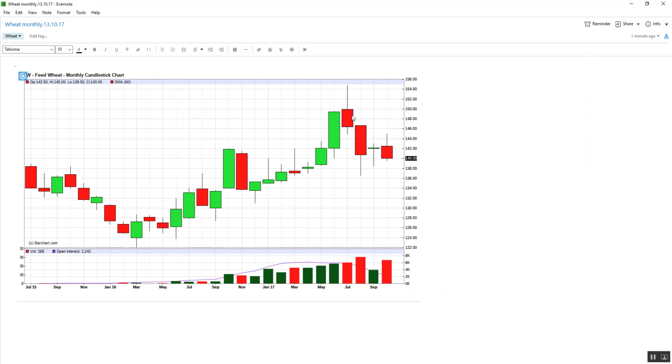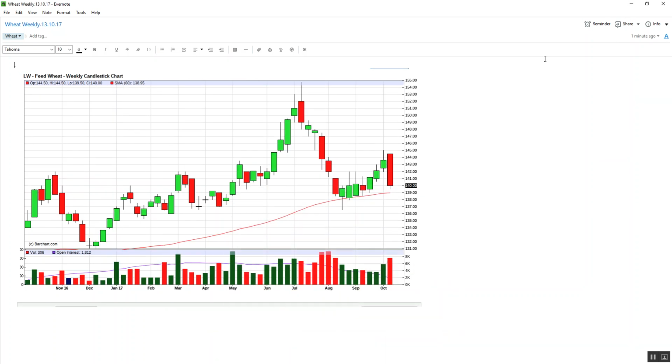On the monthly chart, we can now see these four red candles. We can see the swing high here at 142, and obviously we're forming a big red candle here. Let's pop down into the weekly.